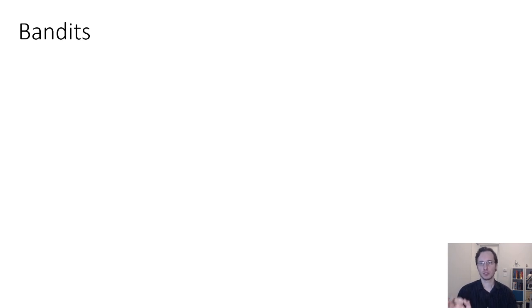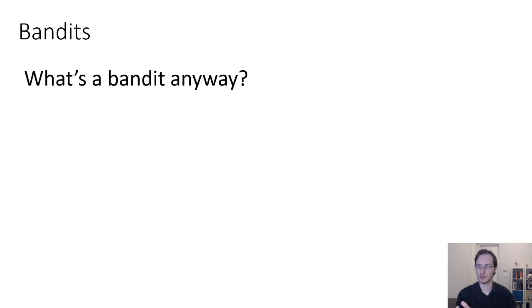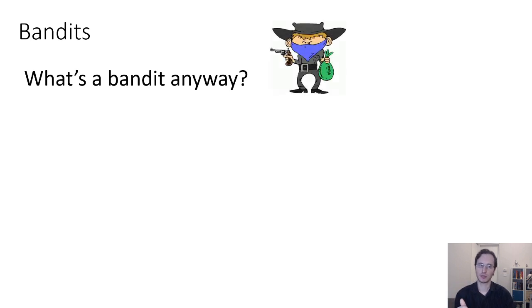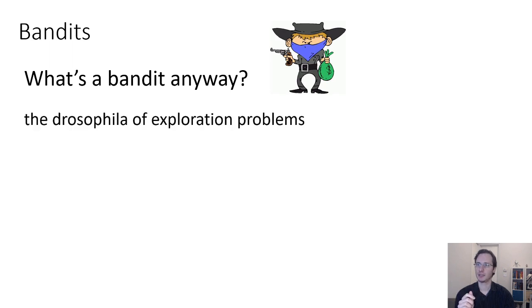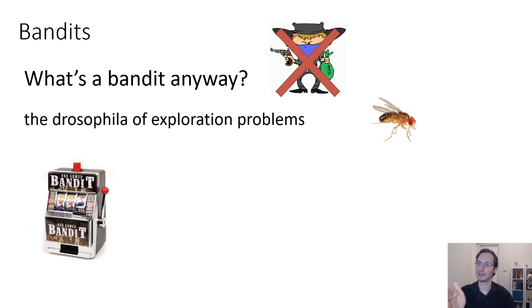Okay, so let's start with a little discussion of bandits. What's a bandit anyway? So the bandits that we're talking about when we talk about exploration are not these guys. The bandit is actually kind of the Drosophila of exploration problems. So in the same way that biologists study fruit flies as their kind of simple model organism, in reinforcement learning, we study the bandit as our simple model organism. And the bandit that we're referring to is this thing.